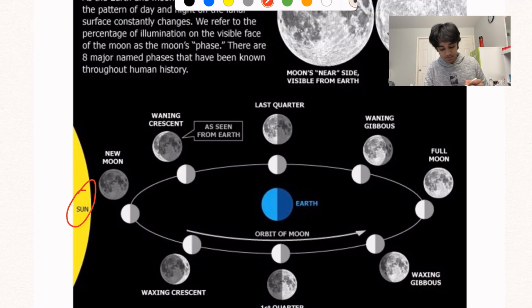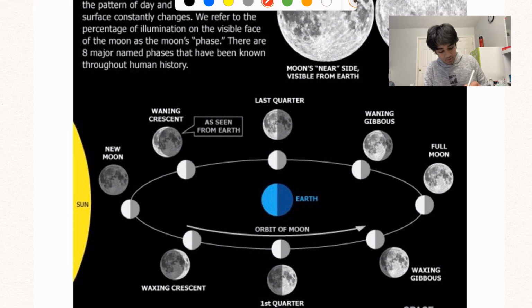If we say the sun is on this side and the Earth is over here, the light will always hit the moon on this half of it, right? So the moon will look like this throughout, but from an observer on Earth, that'll look different, right? So if we see the moon from here, we will always see the back of the moon, and we'll see this phase called the new moon.